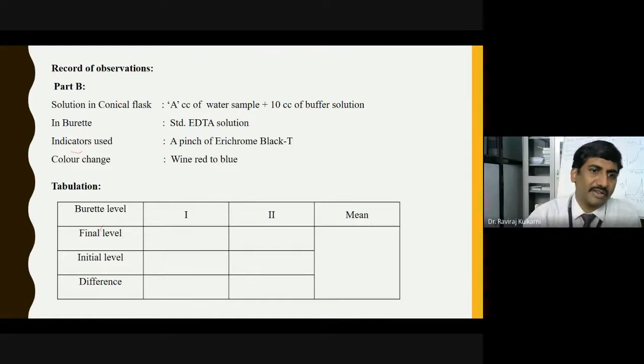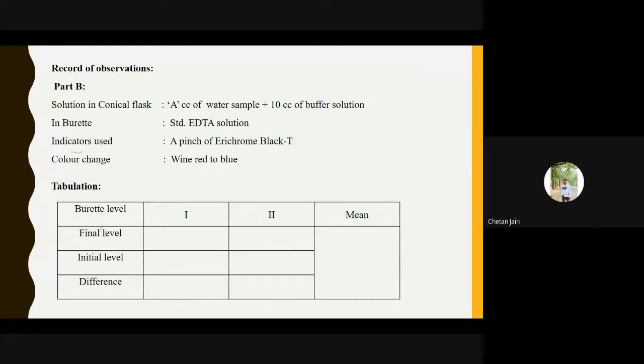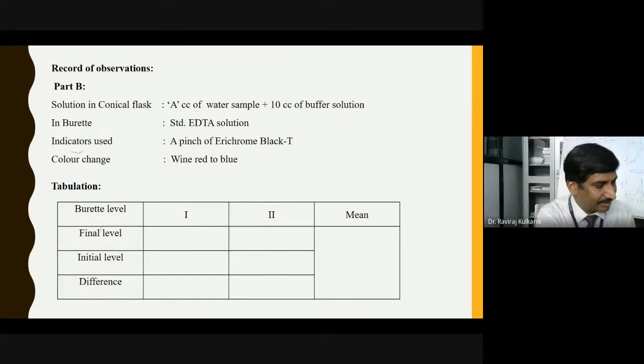Okay. After the ion exchange process, what happens to the hardness? Decreases. Decrease, no? So I'll give one more set of readings.